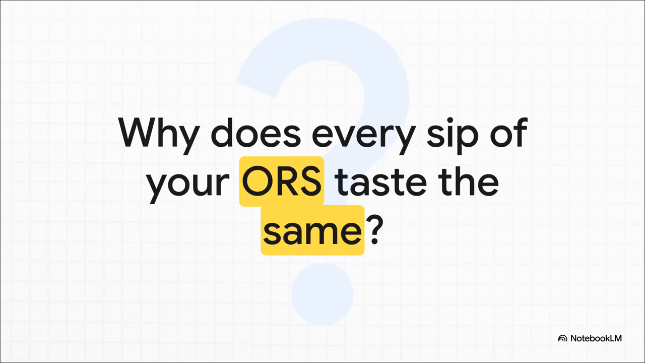Seriously, think about it for a second. When you mix up, say, an ORS drink or even just some juice from a concentrate, that first sip tastes exactly like the last one, right? It's perfectly uniform. How in the world does that happen?